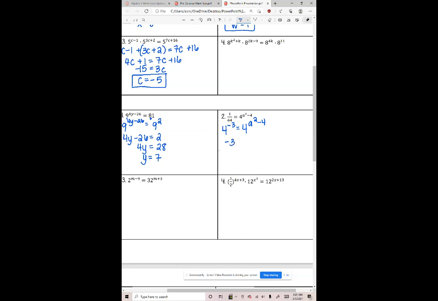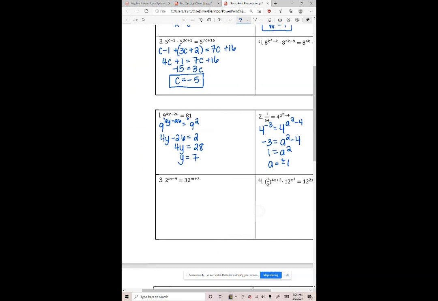So you have negative 3. Since you have the same base, set your exponents equal to each other. Add 4, so 1 equals a squared. So a is plus or minus 1. Now you should go back and check. So 1 squared is 1 minus 4 is negative 3. 4 to the negative third, 1 over 64. And negative 1 squared is the exact same.